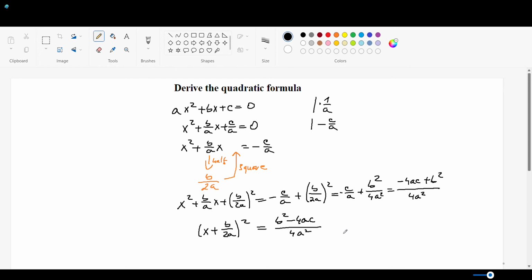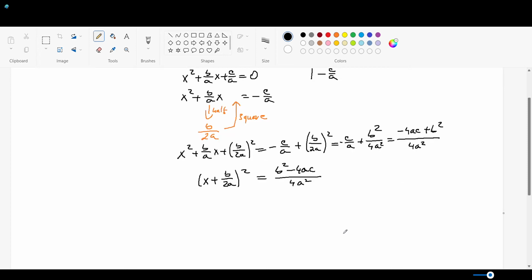The next step we did when we were solving this kind of equation, we square root both sides of the equation, so that equation then comes to this: x plus b over 2a in absolute value equals, and we will square root. We can see that the numerator is a little bit tricky expression and it cannot be square rooted or simplified, but if we do the square root of 4a squared, it will become 2 times a.